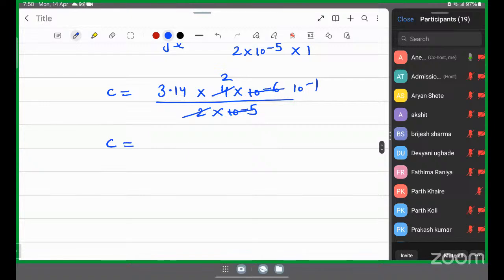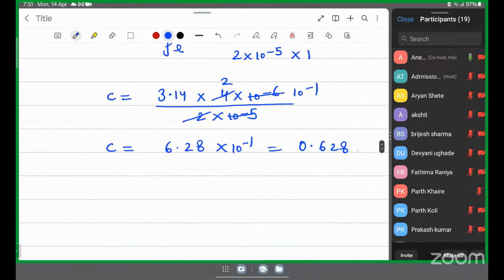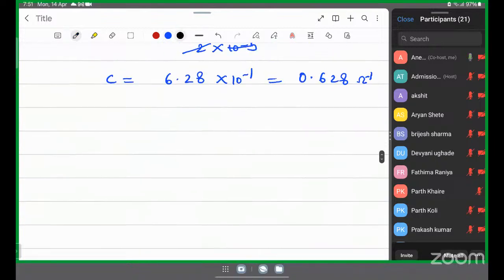So conductance will be 6.28 times 10 raised to power minus 1, that is 0.628. Because conductance is 1 by R, its unit will be ohm inverse. Ohm inverse is also known as mho or siemens. Are you getting it or any doubt? Okay.